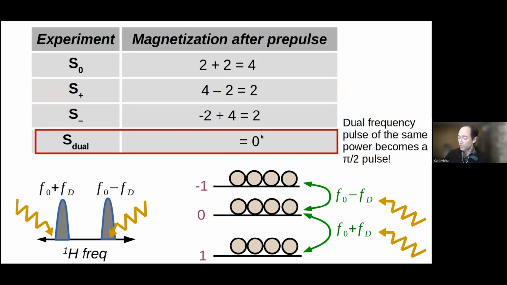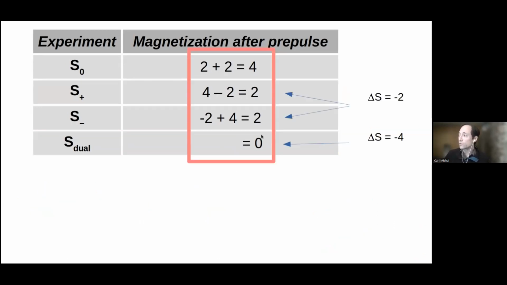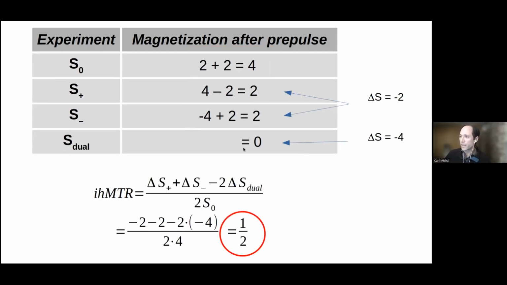If I look at the ihMT ratio, I can look at the difference in signal produced in each of these different variations of the experiment. I can plug that all into this ihMT ratio formula, and I find it's a half. So in this simple spin 1 system where I have 2 protons, this ihMT experiment done in this way, with selective pi pulses, or a selective pi over 2 pulse in the case of the dual irradiation, I see a large ihMT signal. That's the simplest way to understand what's happening in this experiment.